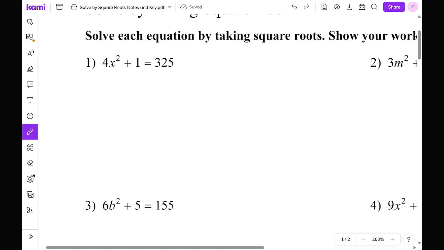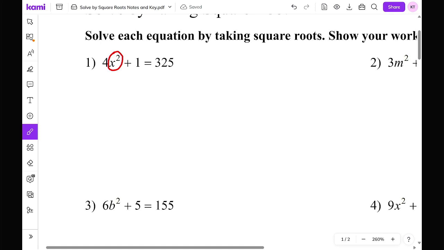All right, so we're going to solve this by taking square roots. This is going to be a new method for solving quadratic equations, which is what we're going to be getting into this unit. So in number 1 here, I have 4x squared plus 1 is equal to 325. My goal here is to mainly try to get this x squared by itself. So we want to solve for x squared first, and then we're going to solve by taking a square root after that.